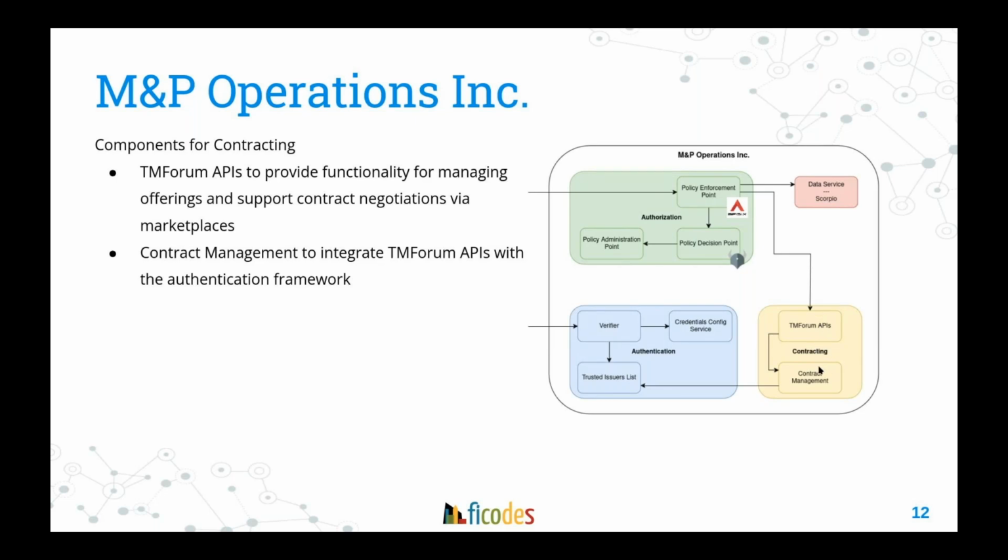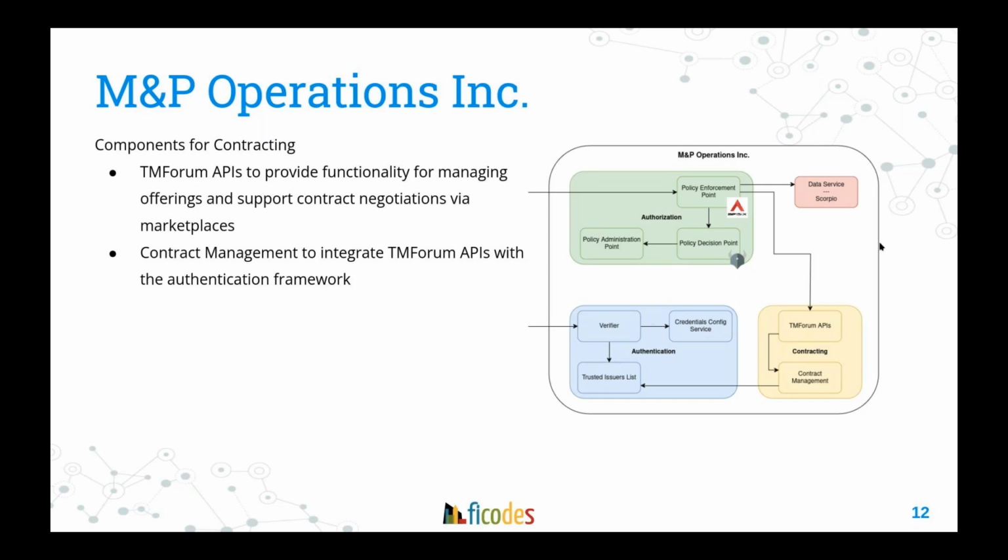And we have a second component that is called contract management, which actually integrates with the Teamform APIs through their listener component. So the Teamform API will inform the contract management about certain changes on entities in the Teamform API. And then the contract management is responsible to actually update our trusted issuers list and therefore integrate the contracting with our authentication framework. That means if a new customer buys access through the Teamform APIs to our data service, the contract management will automatically allow this customer to authenticate with certain credentials at our data space connector in the future.